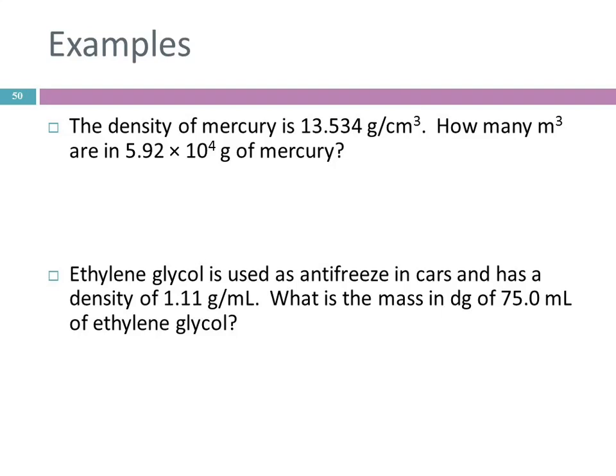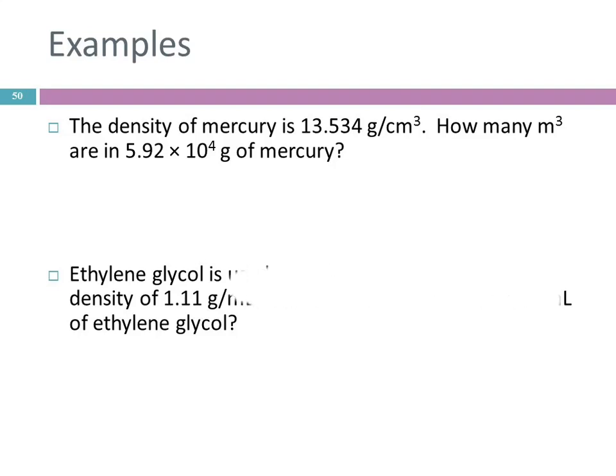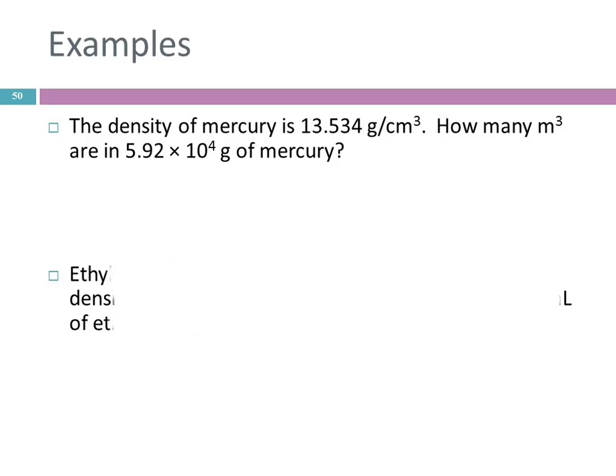Let's just do one of these. We already did a mass one, so let's do this top one. The density of mercury is 13.534 grams per cubic centimeter. How many cubic meters are in 5.92 times 10 to the 4th grams of mercury? Because I'm not going to do this problem at the bottom, I'm going to get rid of it so I have more space. I don't know why that's fun for me, but it just is. It's like coloring or something.